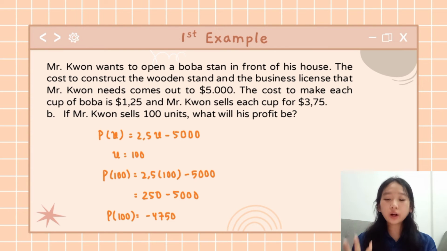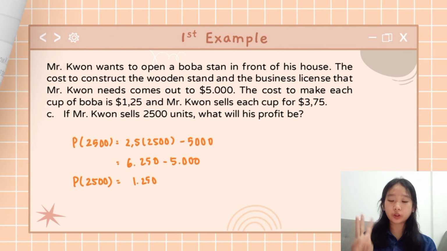For the second question, if Mr. Kwon sells 100 units, what will his profit be? From the previous equation that we solved, P of X equals 2.5X minus 5,000, we can enter X as 100. So P of 100 equals 2.5 times 100 minus 5,000, which is minus 4,750. Why is it minus? Because it means Mr. Kwon still isn't making a profit.